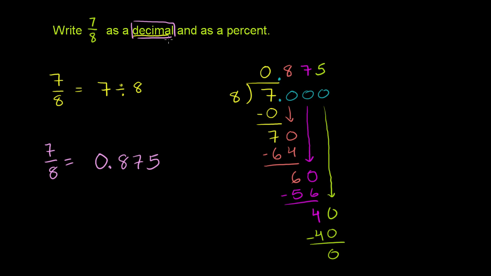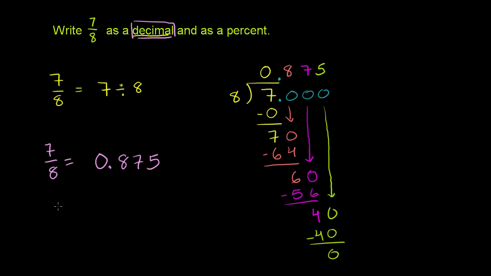Now, we've done the decimal part. Now, the next thing is to do a percent. And if you have it as a decimal, doing it as a percent is very easy. You literally shift the decimal place 2 to the right, and you put a percent sign there. And I think it makes sense why it works, because now you're going to say how many per 100. You could view this as 875 thousandths.